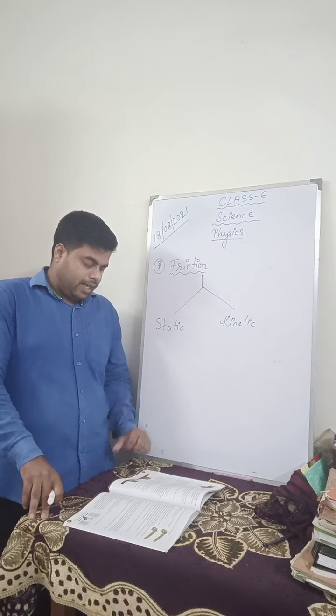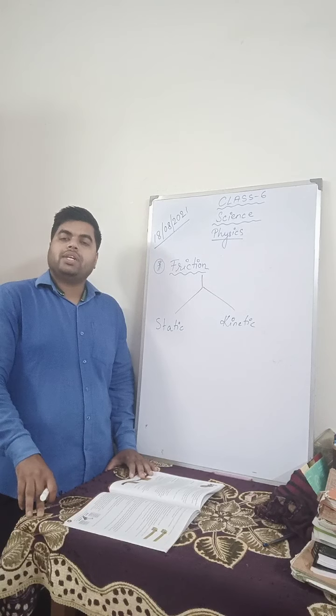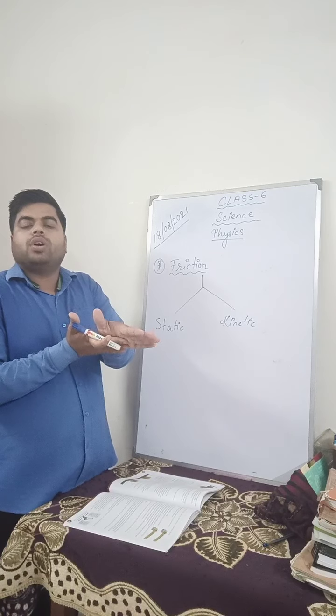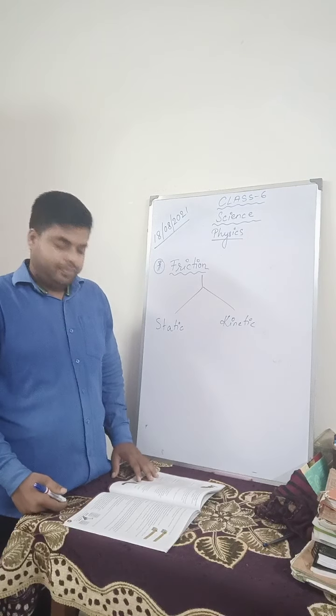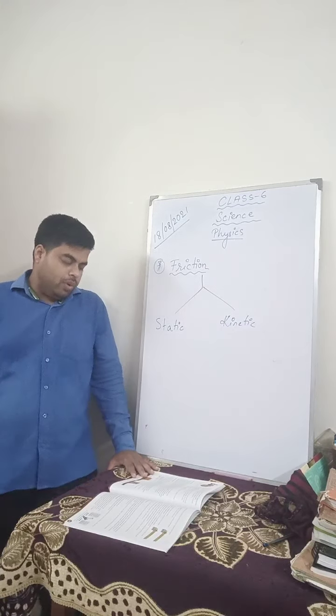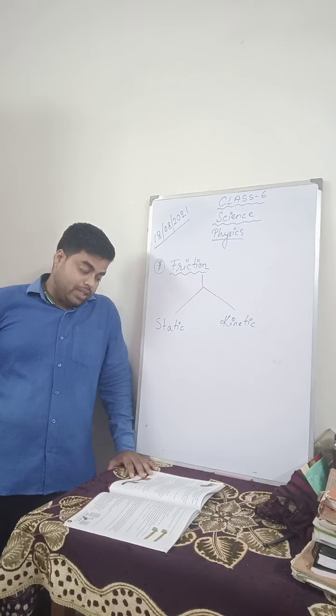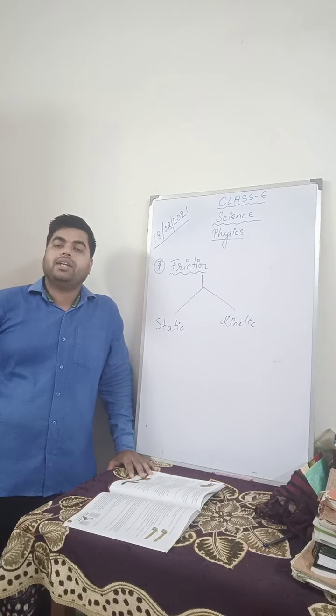The next is the kinetic friction. Kinetic friction comes into play when one object moves on top of the other object. Now consider a football rolling on the ground. The ball comes to rest after moving some distance. This is due to the friction acting between the ball and the ground while the ball moves on the ground. The frictional force acting between two surfaces while there is relative motion between them is known as kinetic friction.